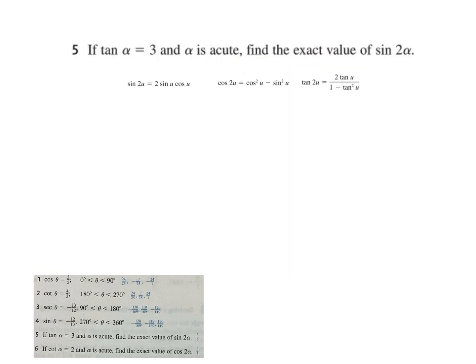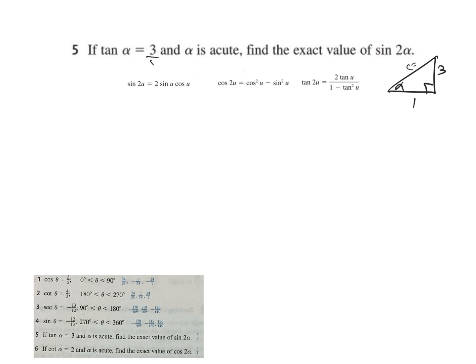Number 5, if tangent of alpha is 3 and alpha is acute, find the exact value of the sine of 2 alpha. All right, so we have a triangle where this is alpha. Tangent is y over x, so this is 3 over 1. And we know that it's acute because, first of all, if it's in a right triangle, both of these angles are acute. Okay, so 3 over 1, so what do we have here?